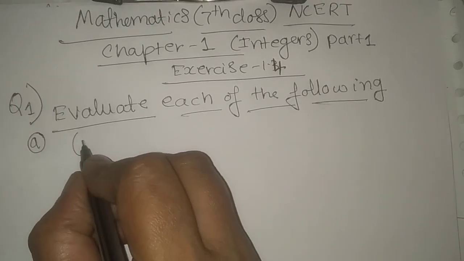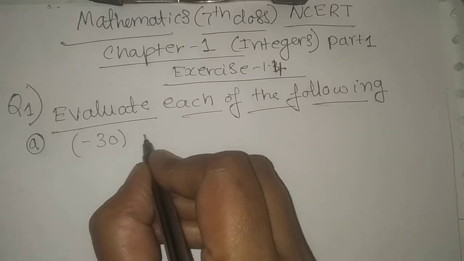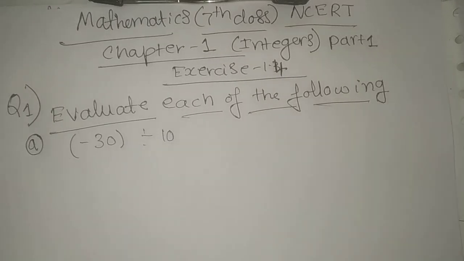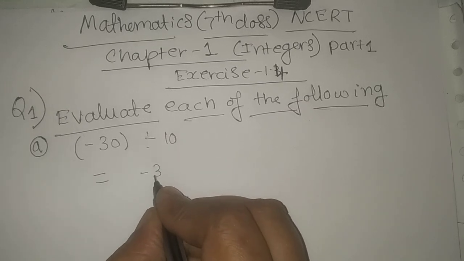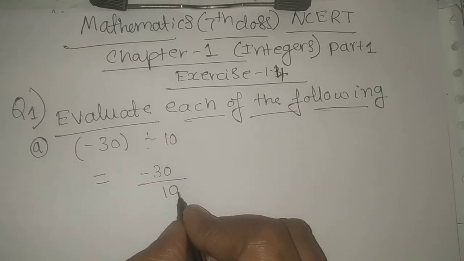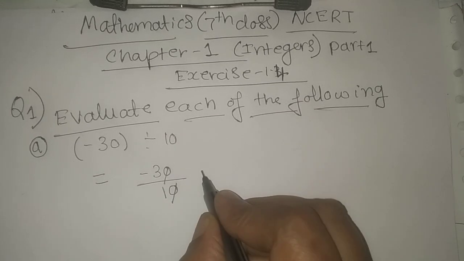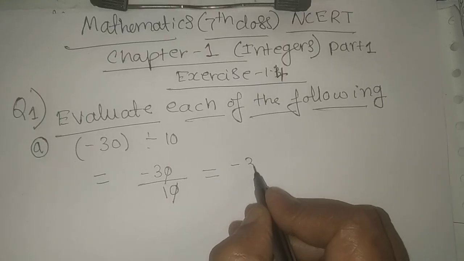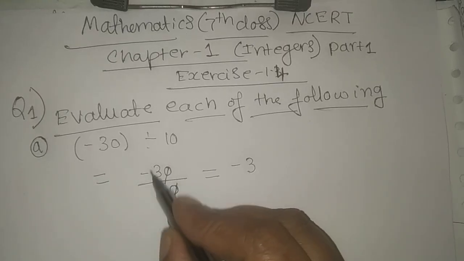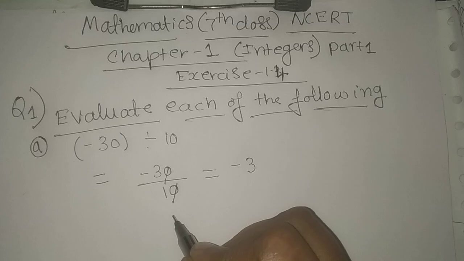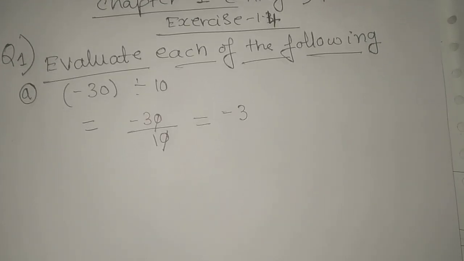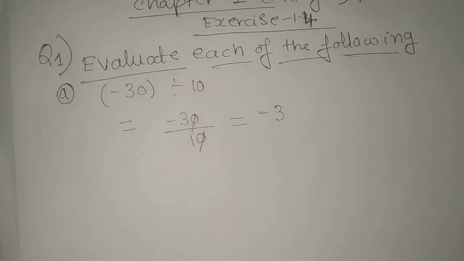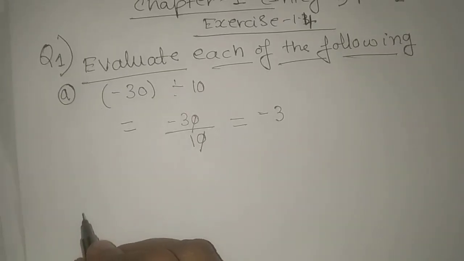So the first question is, we have to solve this: minus 30 divided by 10. Usually we will write minus 30 divided by 10. The zeros cancel, so we have minus 3. Consider this as a whole number and then put the minus sign next to the quotient. That's all. Now we'll solve B.